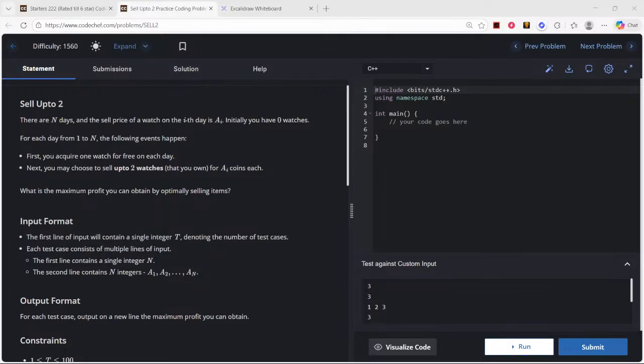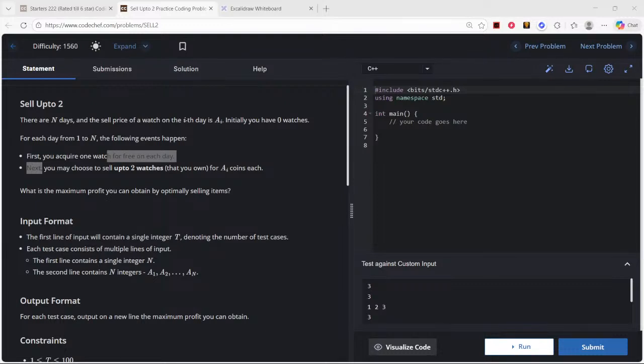I mean here we would pick 2 watches. For each day 1 to n, the events happen: first we get a free watch, and in the next event, after that, we can sell at most 2 watches at the price.